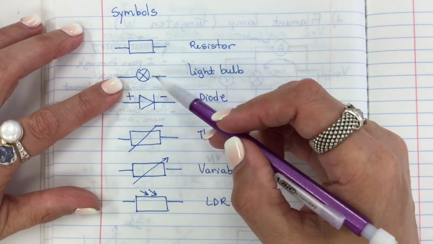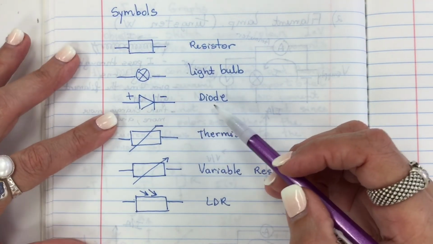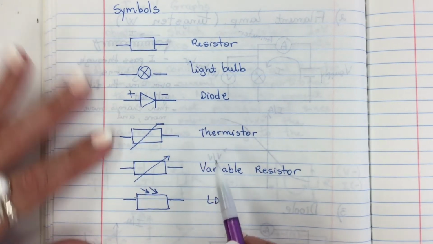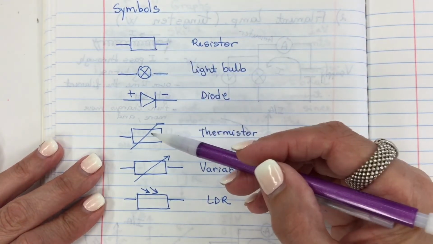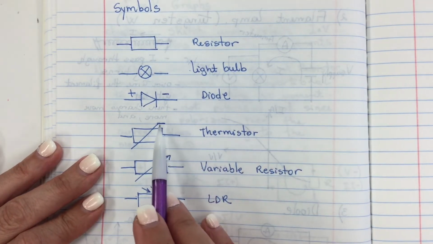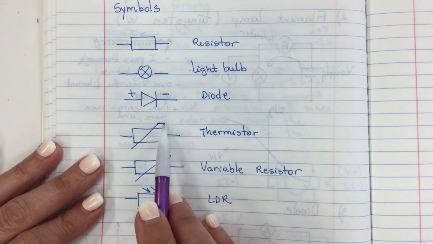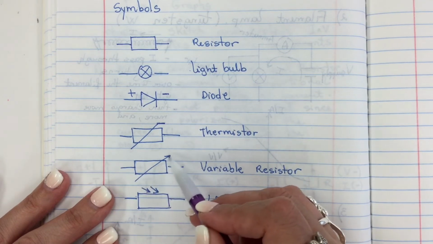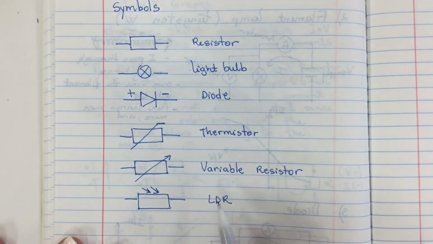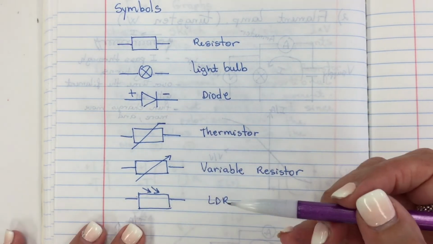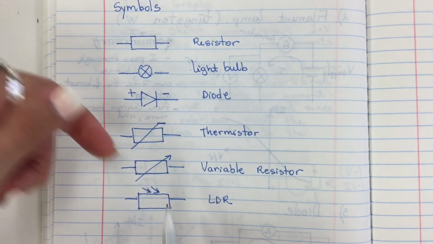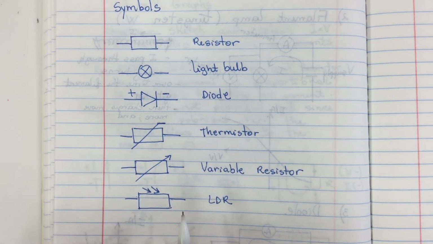The light bulb is a circle with an X. The diode is polarized, so make sure that you indicate the negative and positive terminal. A thermistor is like a resistor with this line and a small parallel line here. And the variable resistor has an arrow indicating that it's changing. And the LDR is also like a resistor with two arrows that indicate the light hitting these components.